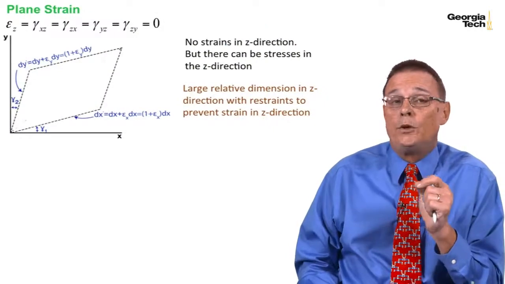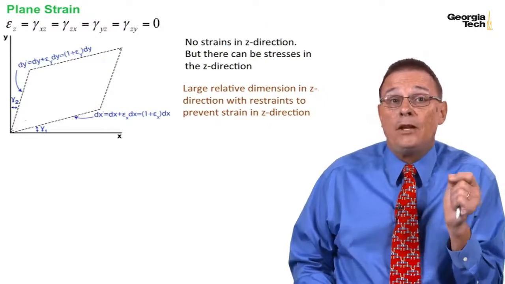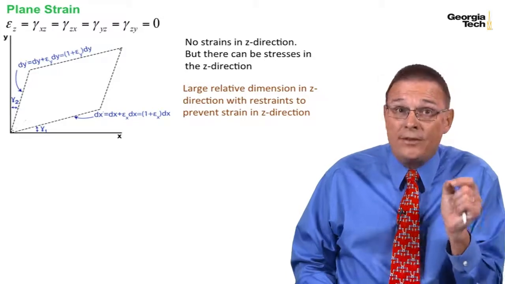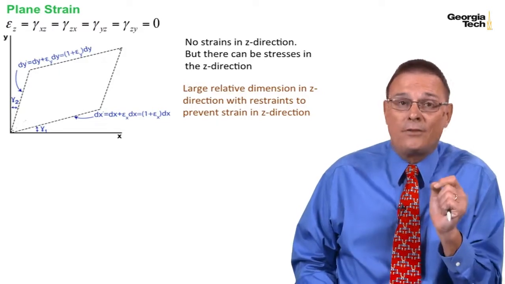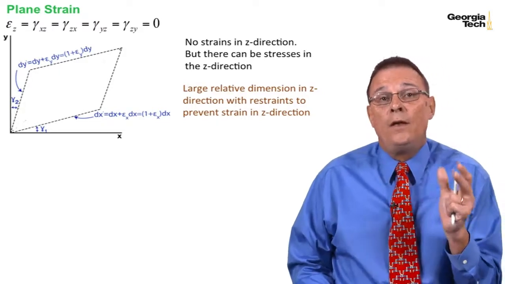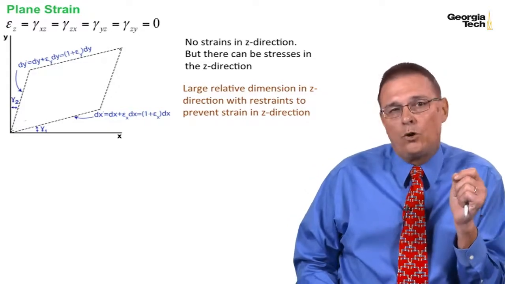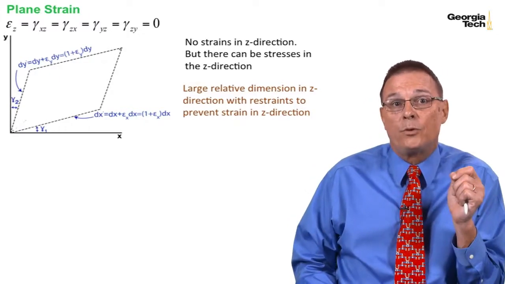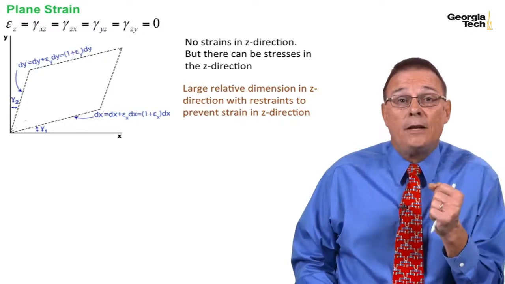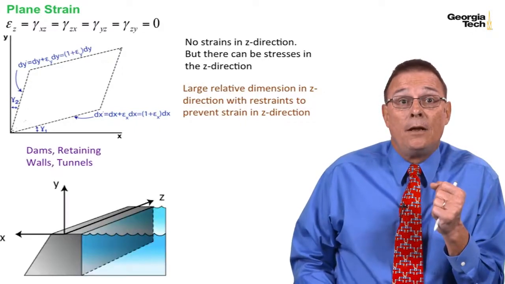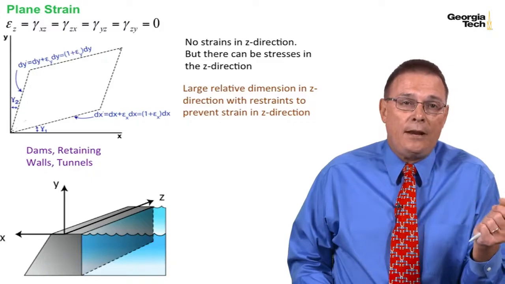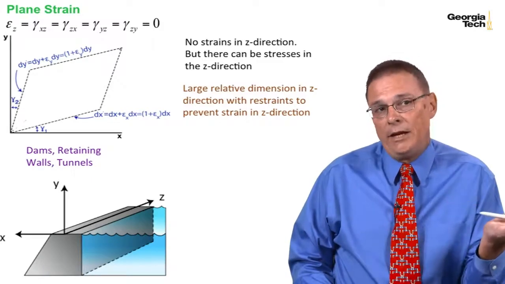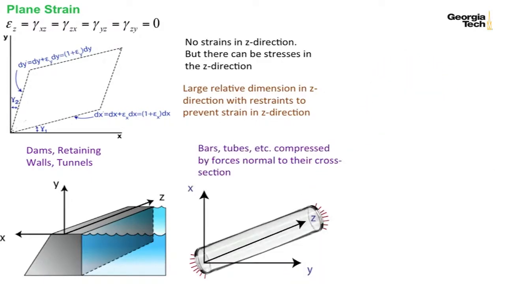Also, as a review, we talked about plane strain. Plane strain is when we have no strains in the z direction, but there can be stresses in the z direction. And so this is structures where we have a large relative dimension in the z direction with restraints to prevent strain in the z direction. Some examples I gave from my first course were dams, retaining walls, tunnels, or bars and tubes compressed by forces normal to their cross-section, so they were not allowed to extend.